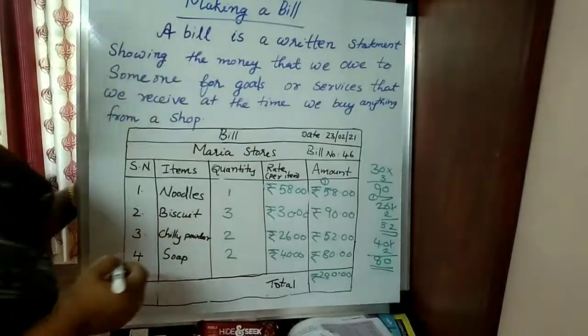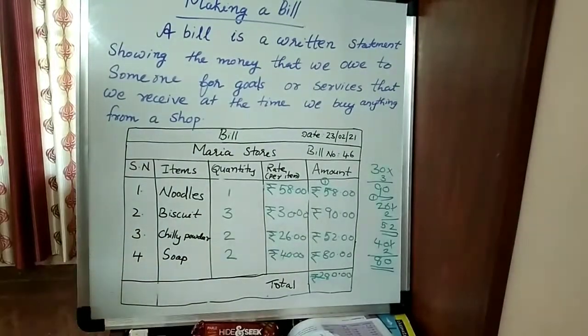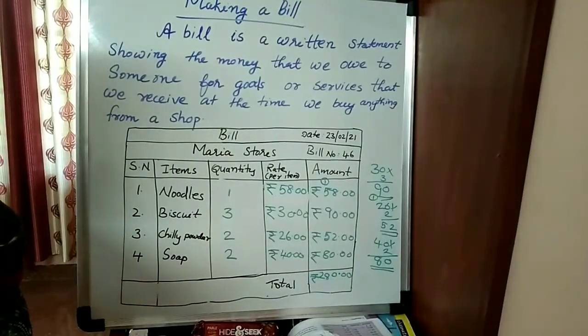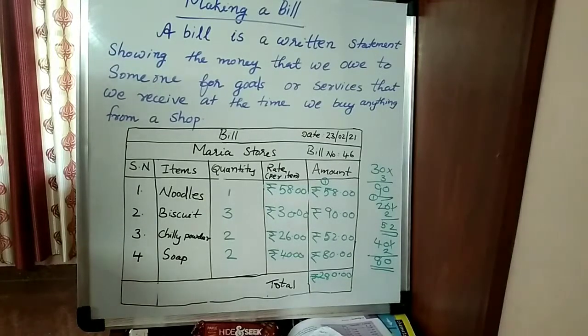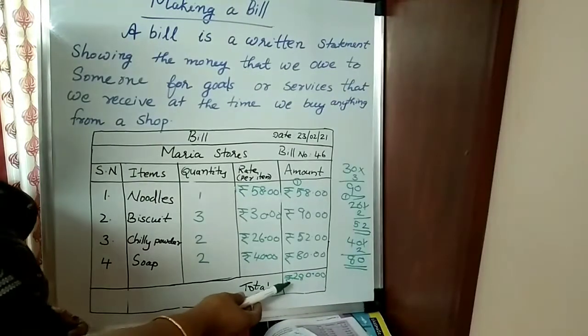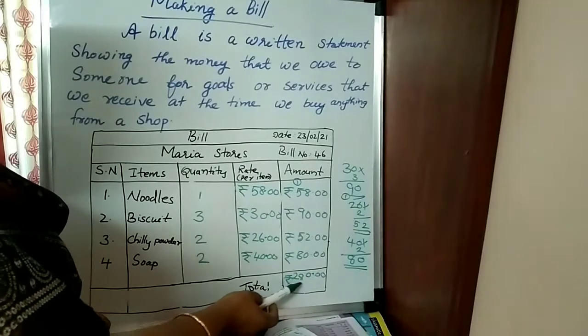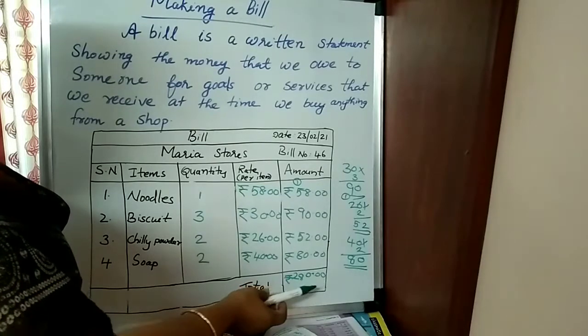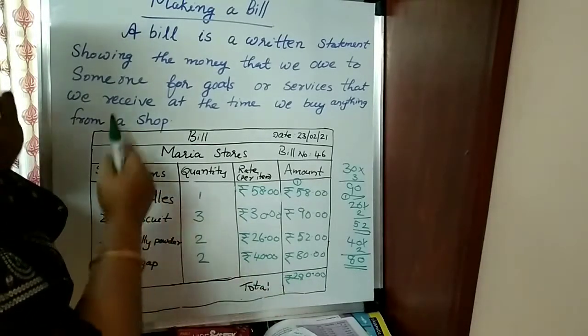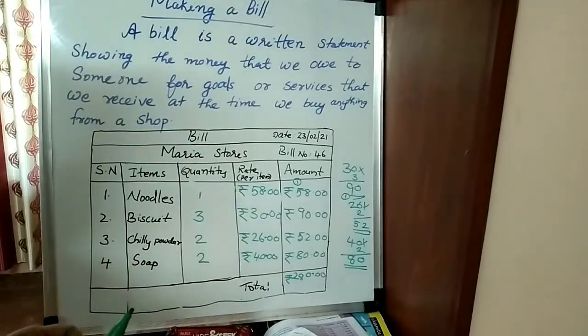So, what is the total amount? Total amount is 280. Okay. So, the total amount which I need to pay the shopkeeper is rupees 280. This is all about the bill. Okay.